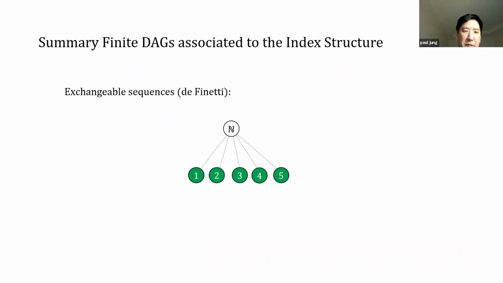Okay, so the first one is very easy. If we have just a sequence of exchangeable random variables, so this is just de Finetti's theorem, then my finite DAG is actually just a single random variable. And then from that single random variable, I think of the whole infinite sequence of random variables coming out, and they are all exchangeable. Okay, so a 1-point vertex will be assigned to de Finetti's theorem. Please bear with me, and I think people will start to see what I mean by this summary finite DAG.